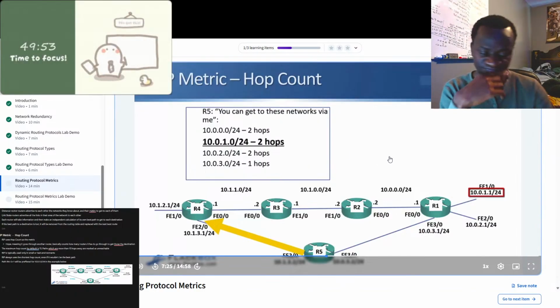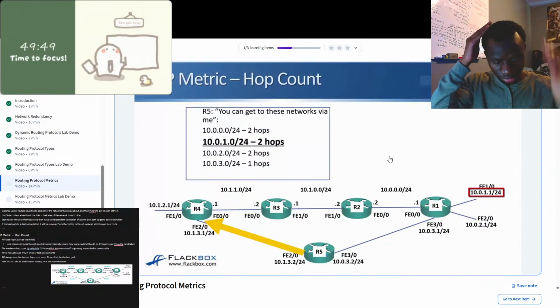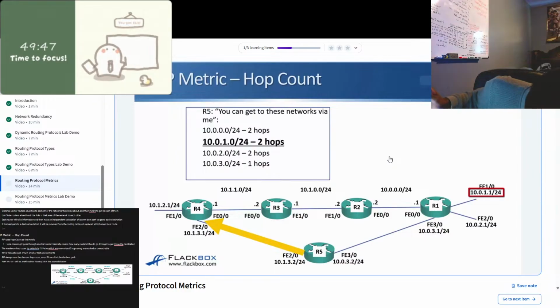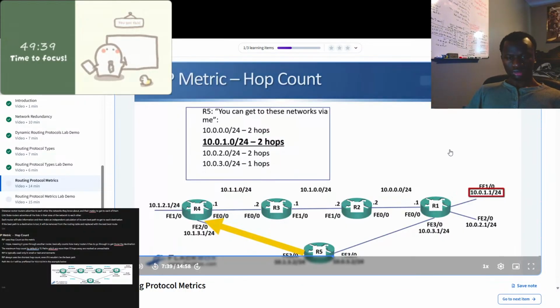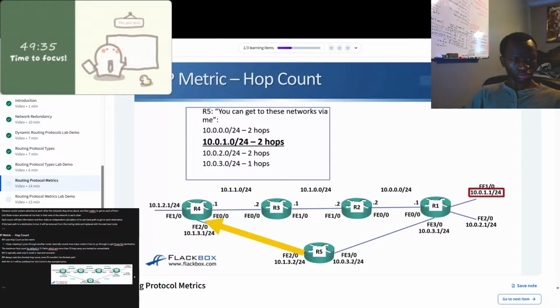R4 learns two potential paths it can use to get to that 10.0.1 network, either through R3 or R5. R3 is 3 hops away, R5 is only 2 hops away, so it is the route via R5 that is going to make it into the routing table because it's got the best metric. Both routes will be there in the RIP database, but it's only the best one that actually makes it into the routing table, which is the one that's got the lowest metric.